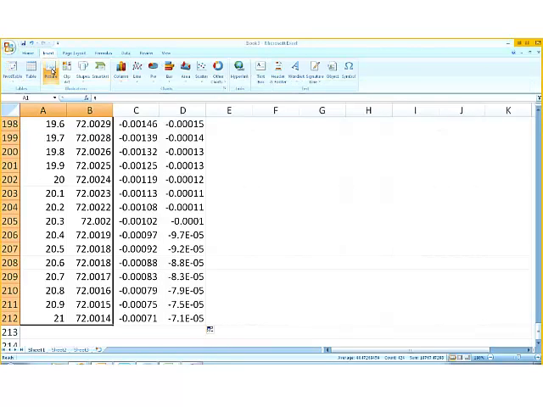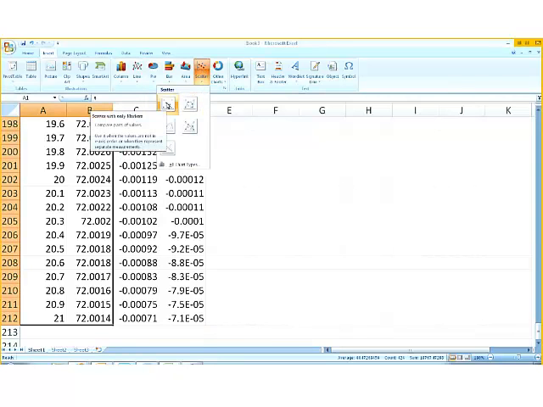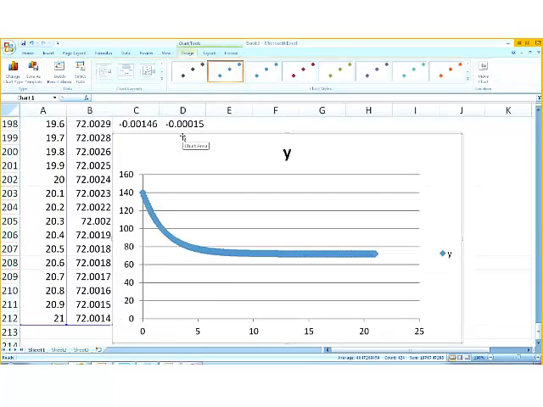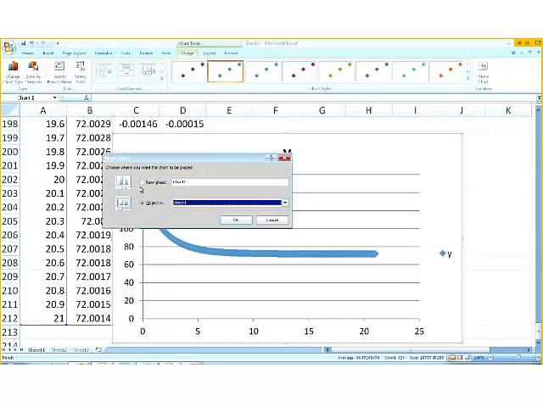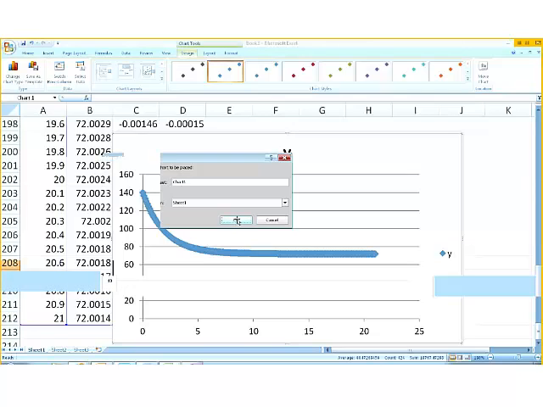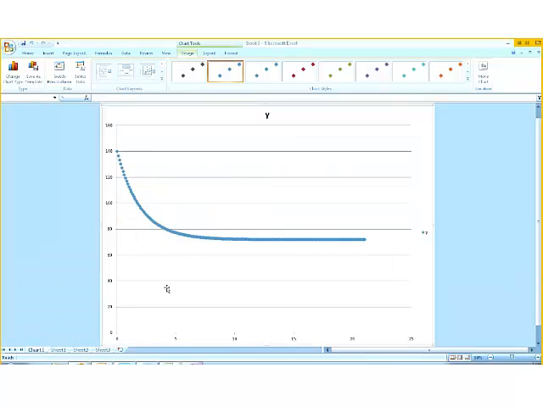Okay, we go up to Insert at the top here, come over to Scatter Plot, and choose the upper left-hand choice, and there it is. We go to the upper right-hand corner, choose Move Chart, and click on New Sheet. We'll leave the title the same. So the x-axis is the time, and the y-axis is the temperature.